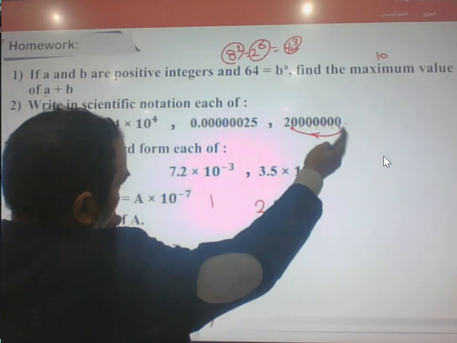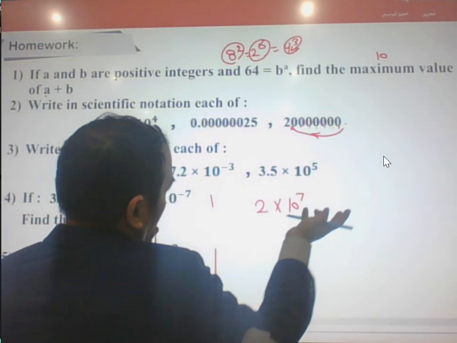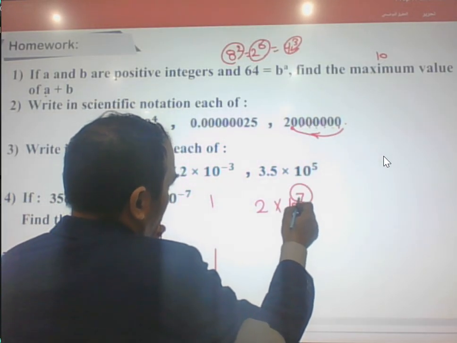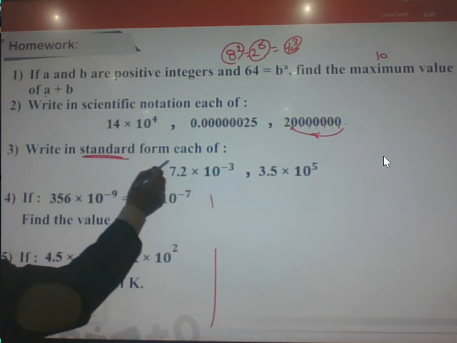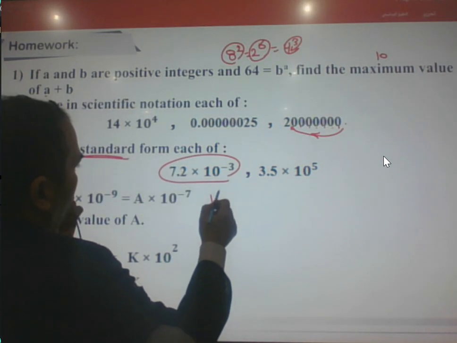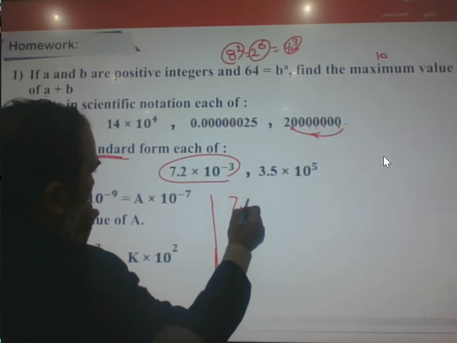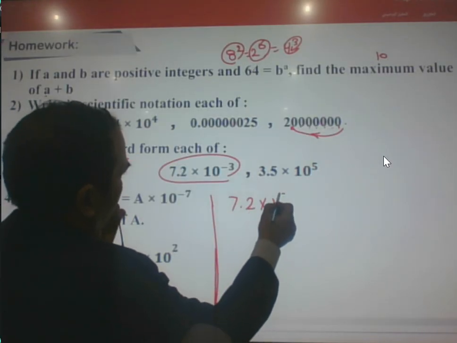So I moved here left-hand side by 7 steps. Then I put here power 7 positive, not negative. Okay. Then this question, right? The standard form of this question we have 7.2 times 10 power negative 3.